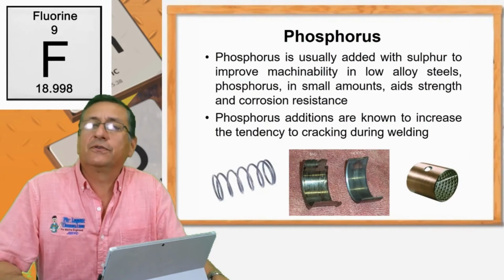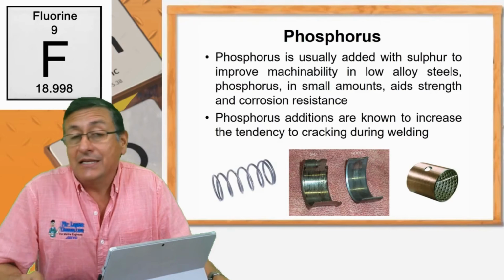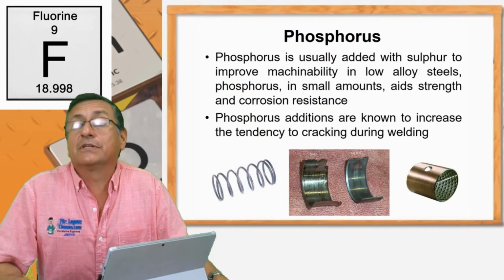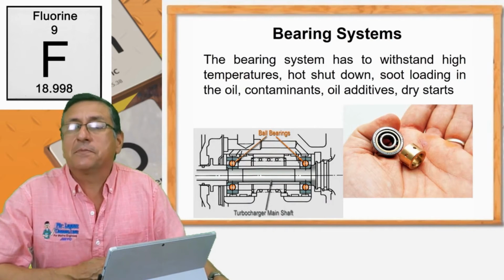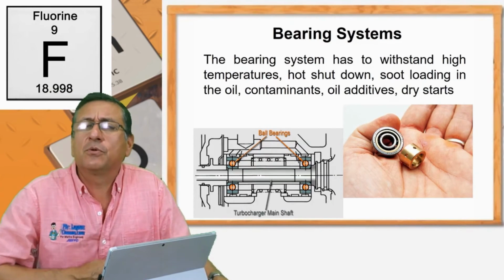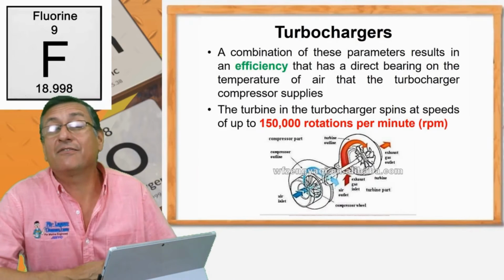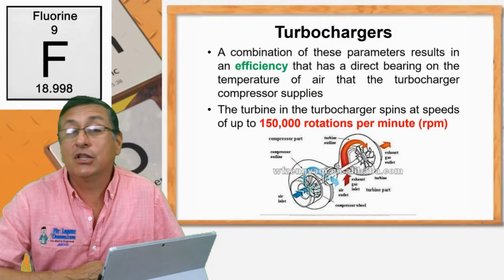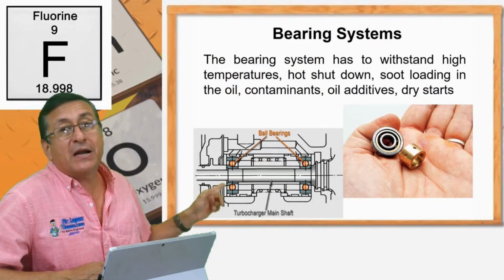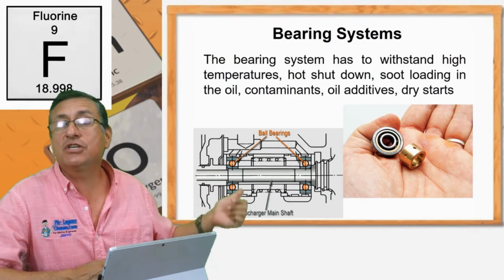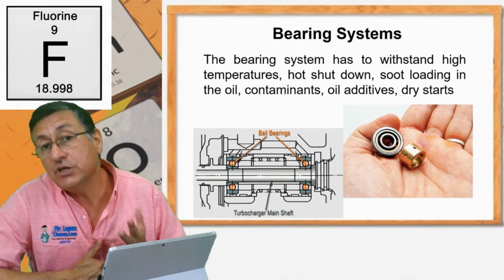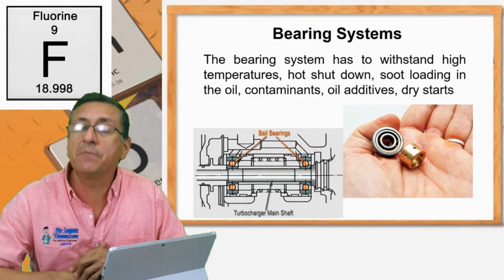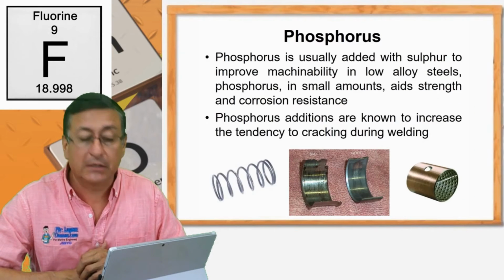Phosphorus is bad in general, but it's good for other purposes. You remember the bearings used in the turbochargers? You remember the speed of the turbochargers? More than 150,000 RPMs. And those plain bearings with copper and phosphorus resist those speeds and improve the lubrication. Yeah, phosphorus is good in some situations, especially in plain bearings for high speed and high tensile strength.